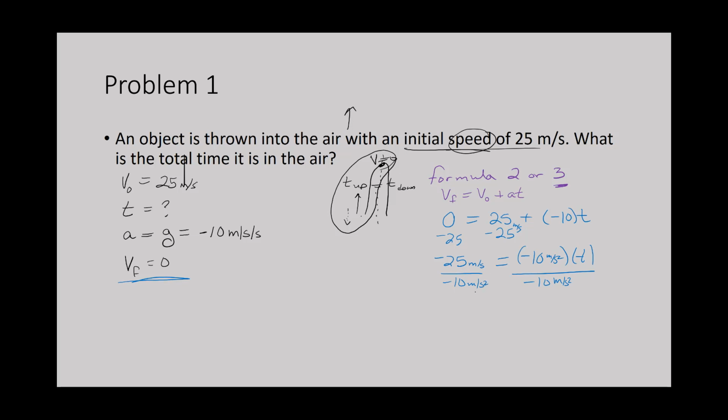Now I'm going to divide by the negative 10 on both sides. When I do that division, they will cancel each other out except for my seconds. So I get 2.5 seconds is equal to my time. Now be careful here, because we were applying this only to the first half of the motion. So this time of 2.5 seconds is only the amount of time it takes to go up. So my total time would be double that, because it takes 2.5 seconds to go up and 2.5 seconds to come back down. So my total time is equal to 5 seconds.